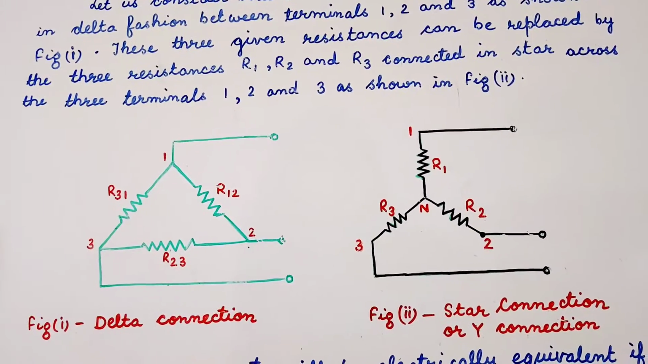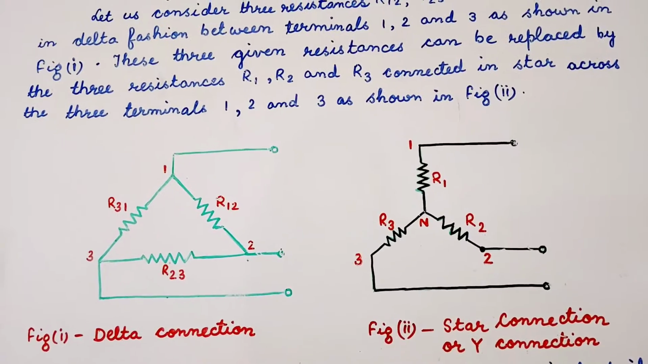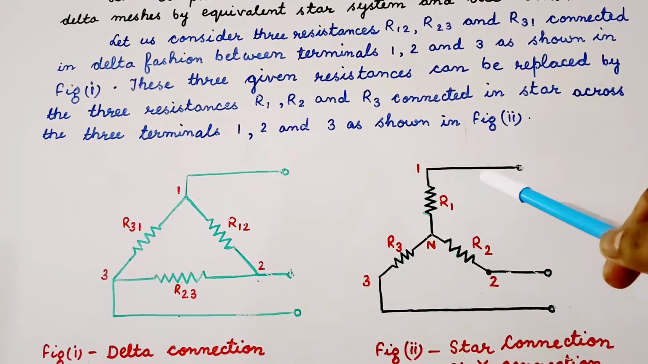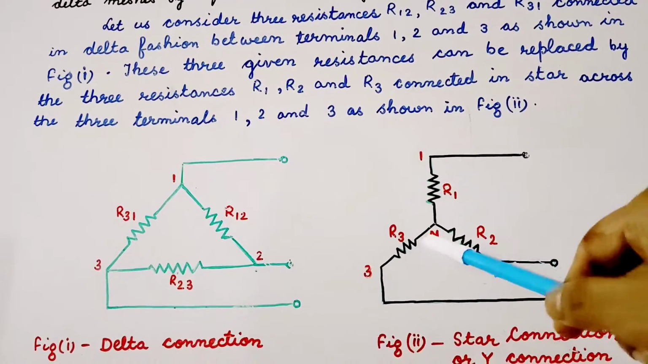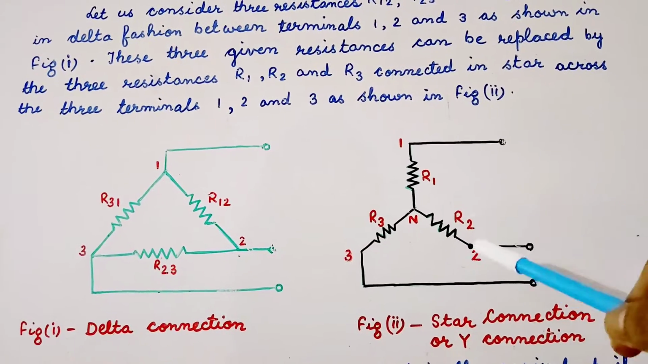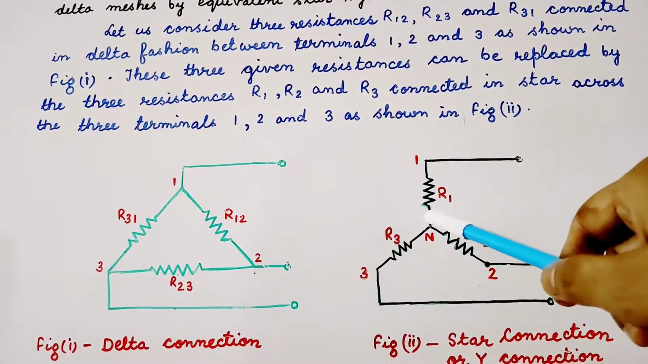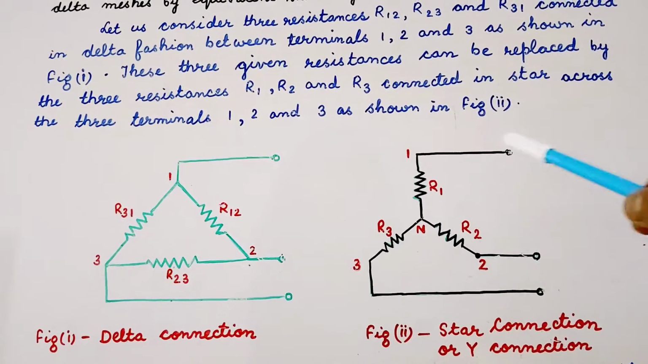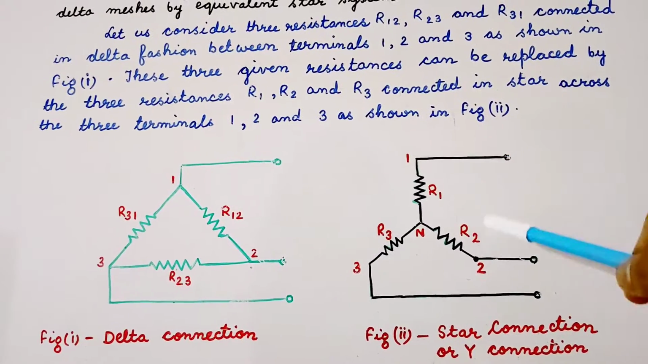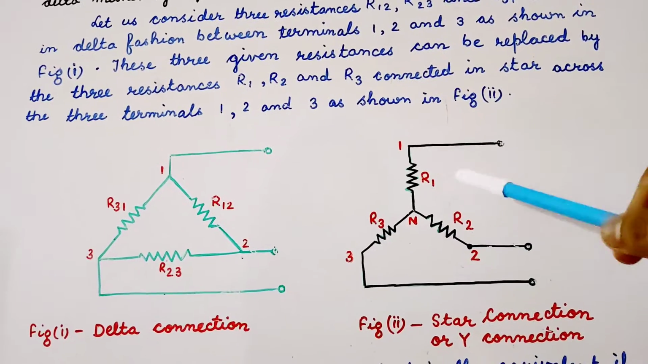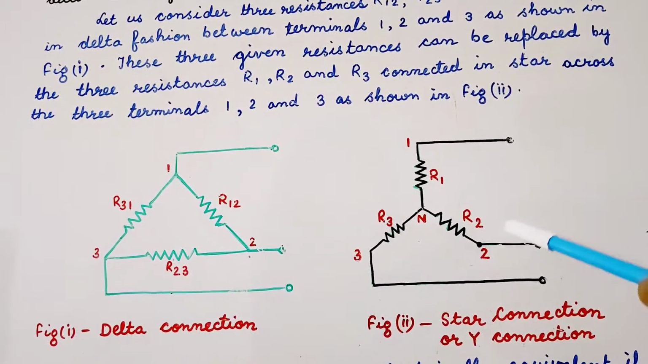It is also called the pi connection. Similarly, let us consider three resistances R1, R2 and R3 which are connected in such a way that one terminal of all the three are common at one point and the other ends are connected to the terminals 1, 2 and 3. Then this type of connection is called the star connection.